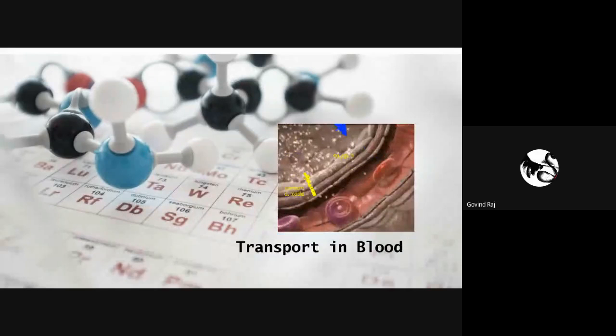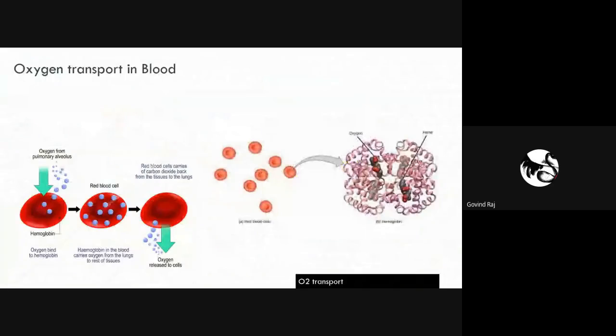So how the transport of oxygen and carbon dioxide takes place inside the blood, that is what we are going to look at next. In oxygen transport in blood, the RBCs are the carrier of oxygen. In RBCs there is hemoglobin. We all are aware of how hemoglobin is transferring this oxygen. Here the oxygen is bound to the heme group.